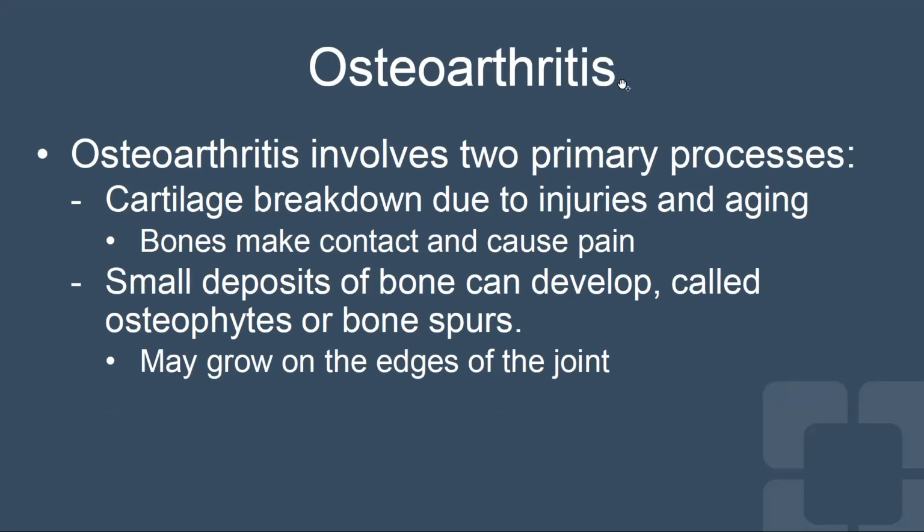So it involves two primary processes: cartilage breakdown, which can happen from injuries. And we see that, but a lot of times we do see it from aging. So bones, obviously you've heard bone on bone, make contact and cause pain. And then small deposits of bone can develop called osteophytes, or what we call bone spurs, that may grow on the edges of the joint.